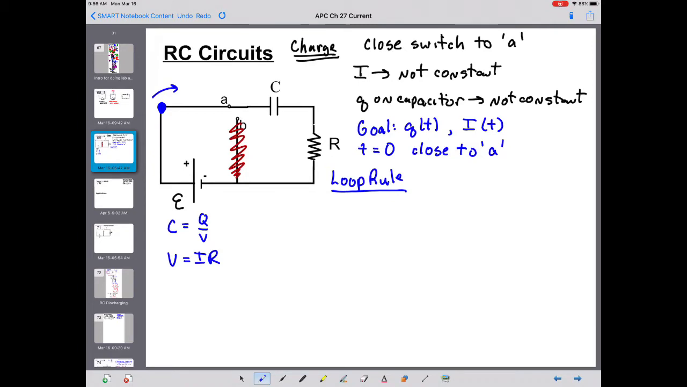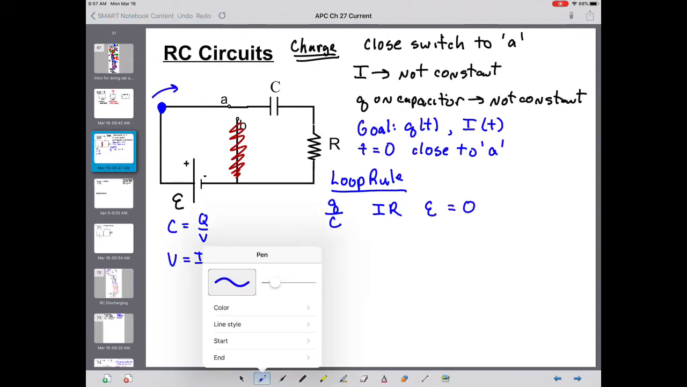The voltage across the capacitor, if I solve C equals Q over V for V, I'm going to get Q over C. I'm writing that as a lowercase q because capital Q would represent the maximum charge, so we want to indicate that it's the charge at any given point in the process, so lowercase q. When I get to the resistor, your voltage is I times R, and then continuing around when I get to the battery, we have an EMF. Now, loop rule, when we combine these, we're going to get a 0.